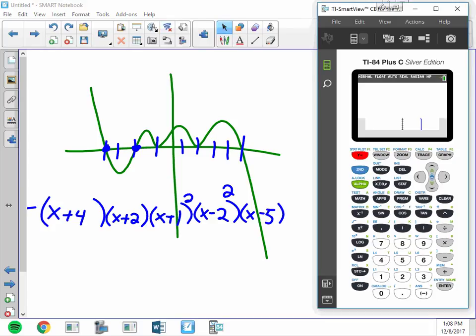Now, I want to graph this just to show you something. So, negative x plus 4, and then x plus 2, and then x plus 1 squared, and then x minus 2 squared, and then x minus 5. Oops, I missed a parenthesis. Okay, graph it. And there are so many x's, this is going to be super tall.